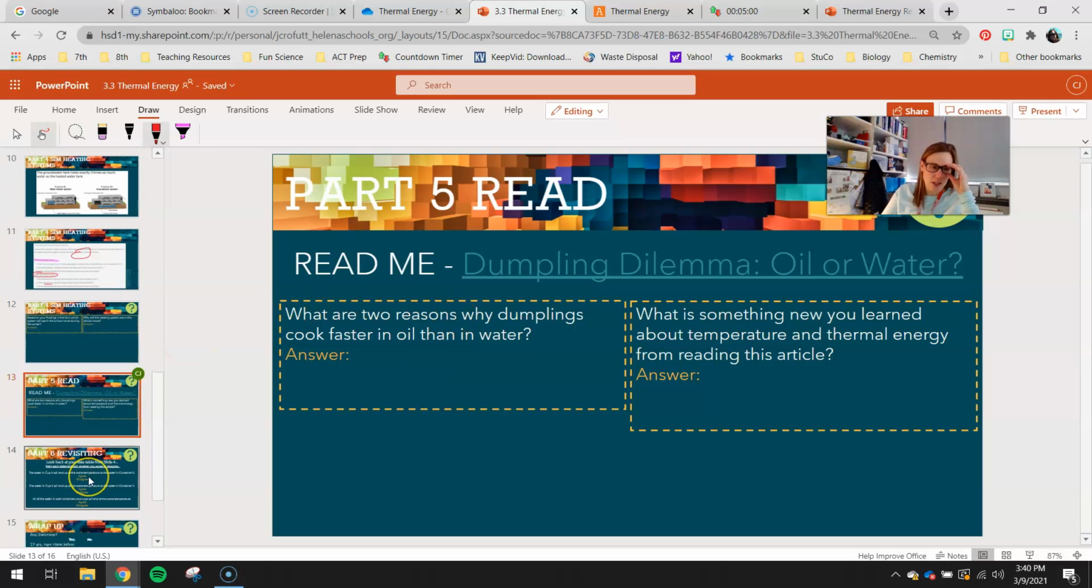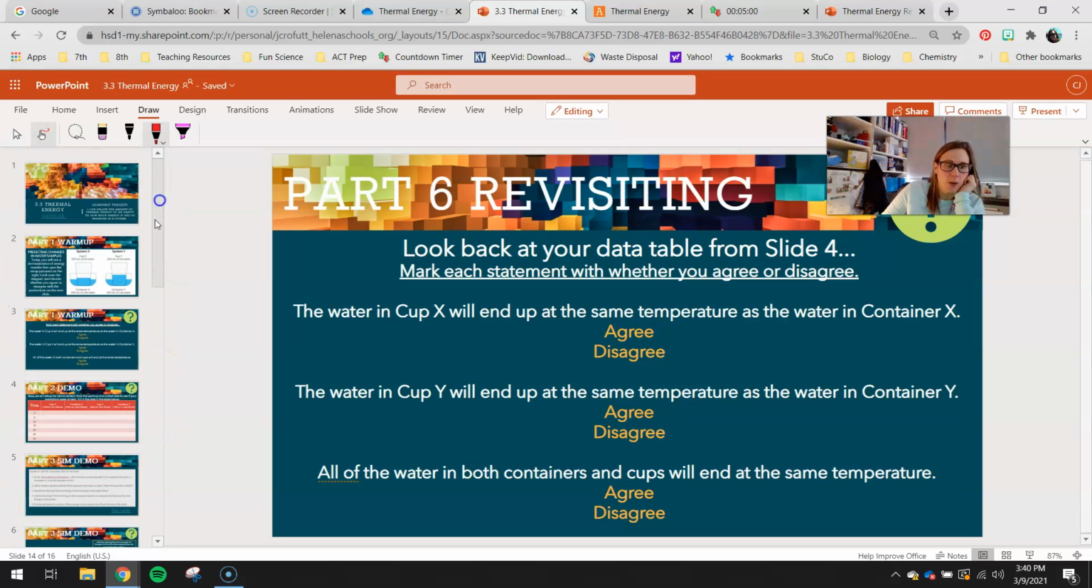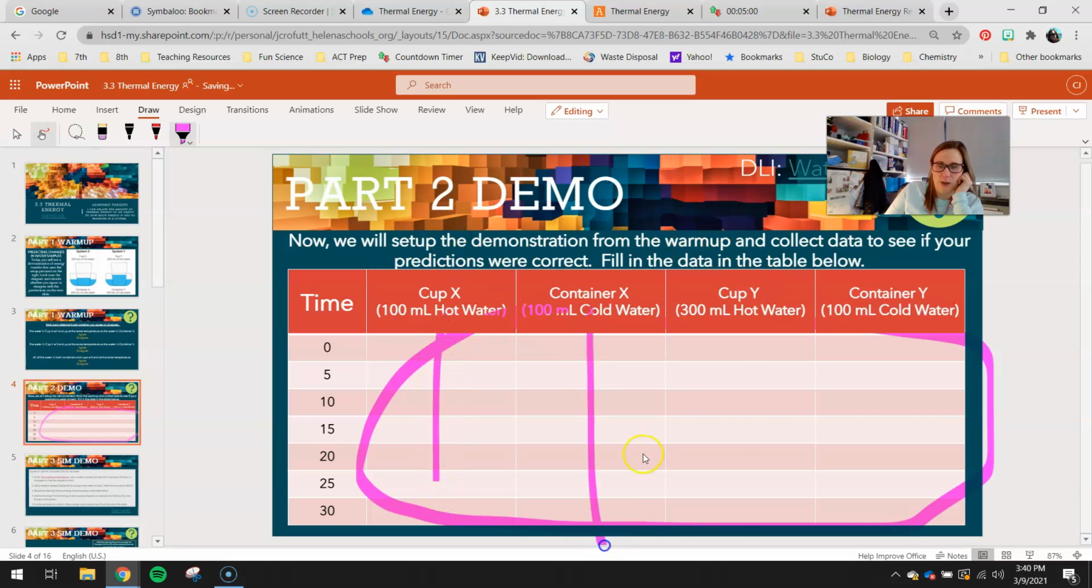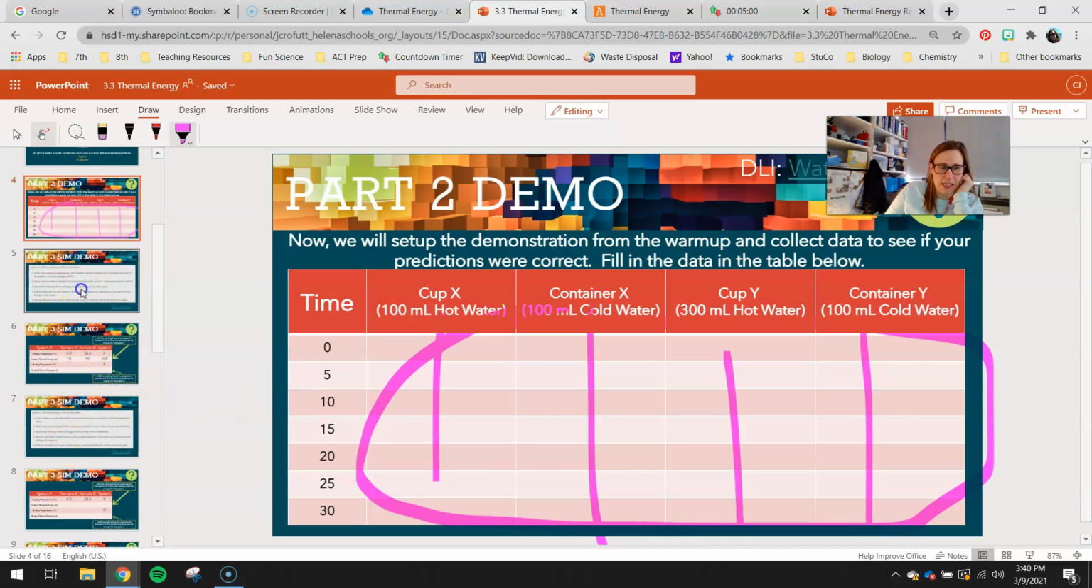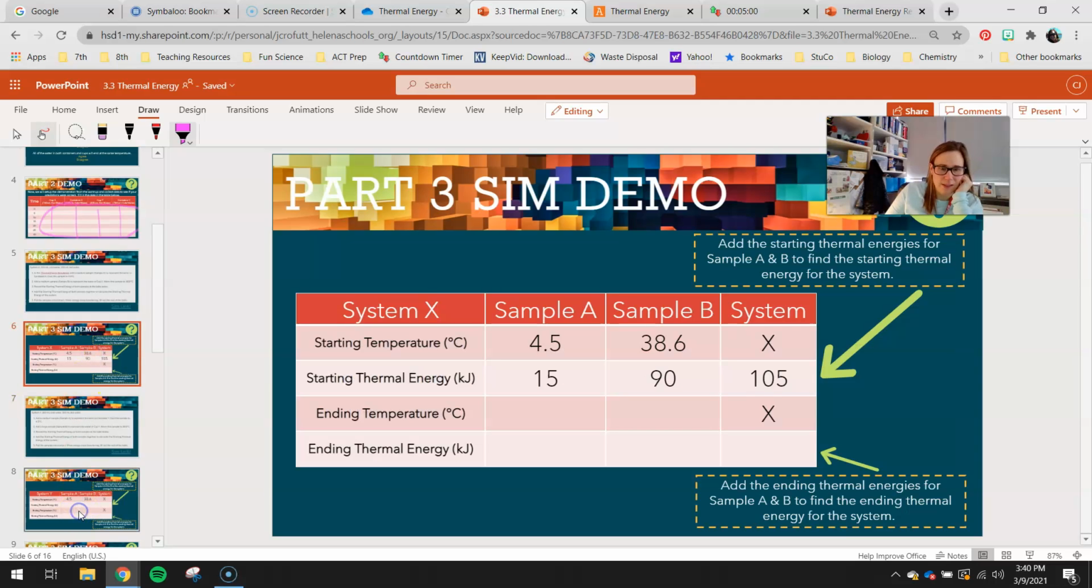Okay, once you guys finish the reading, at this point you guys should have all of your data written over here on your guys' sideboard, and all of it should be written into slide 4 as well. So you guys should have this whole data table filled out. Okay, if you guys haven't done so, do so now. And I want you guys to refer back to the data you guys collected here, and also what you guys did in your sim on part 3, okay, with these 2 little data tables, okay?